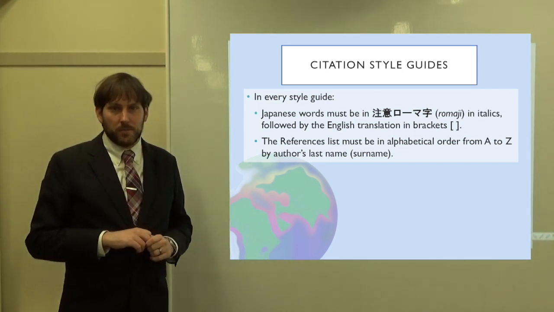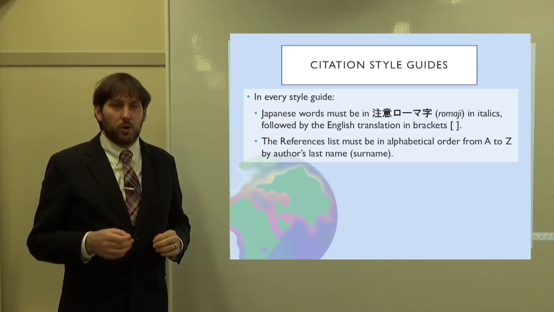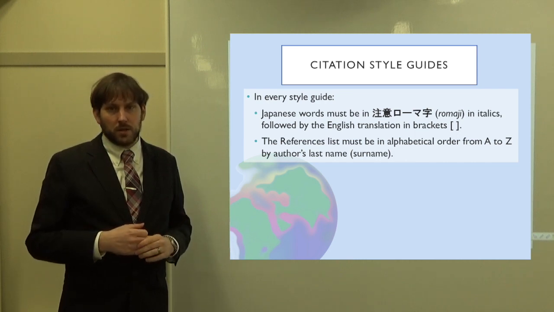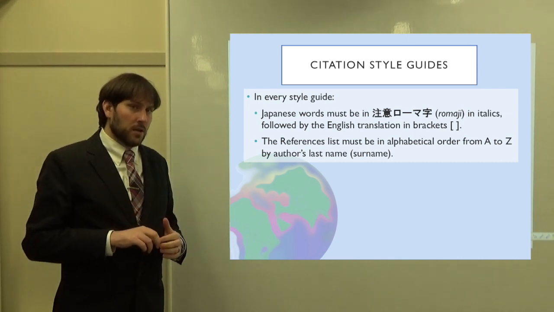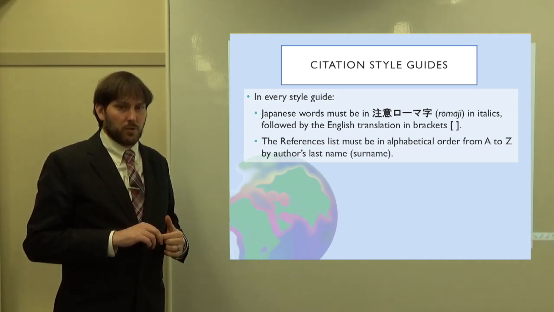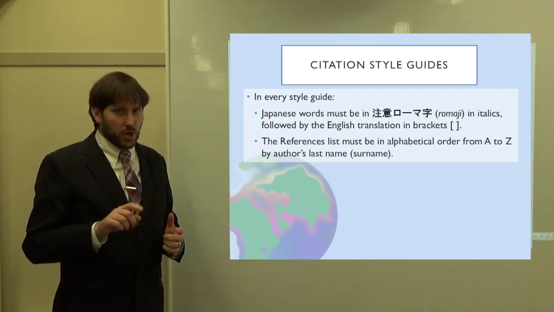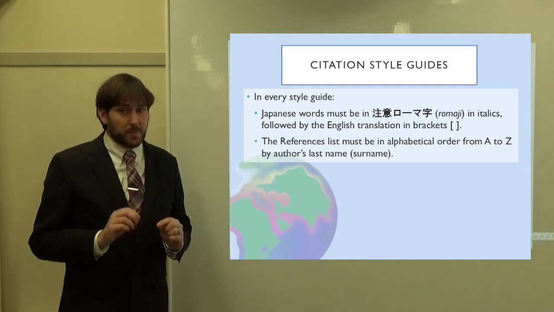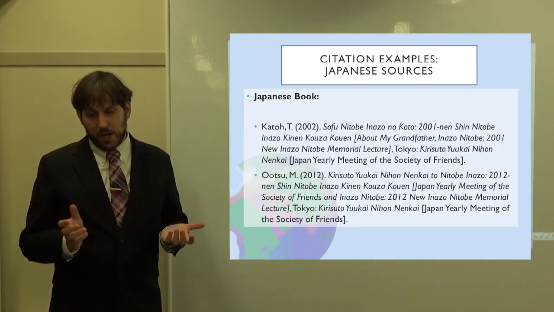If my name were something like Kobayashi Kazuya, then it would be the K for Kobayashi. If my name was John Lee, it would be Lee, John. So again, always by the family name. I'll give a few examples with some Japanese books.